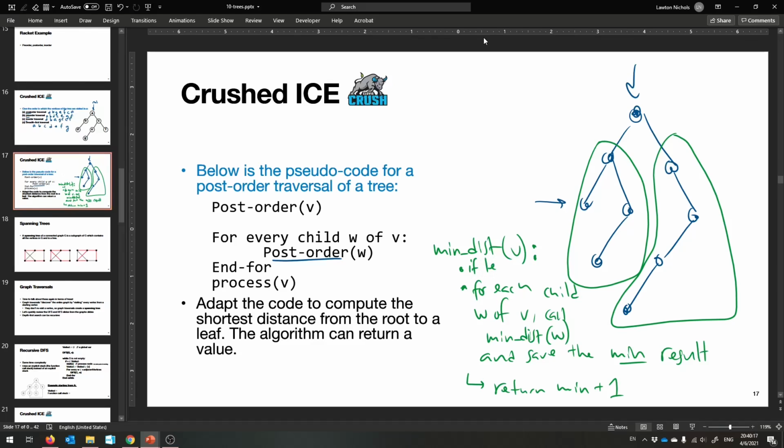If v is a leaf, return -1. And I have not really given myself enough room for that, but I hope you can see it. If v is a leaf, return -1, or sorry, 0. Let's do it this way: leaf and not empty tree. If it's a leaf, return 0. And so here's what's going to happen.